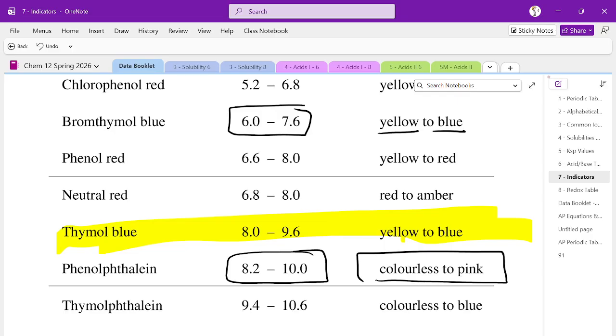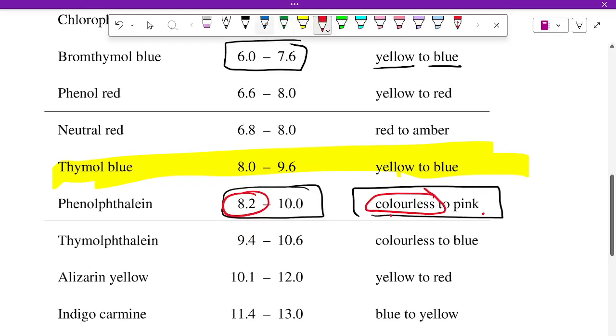And on this chart, it also tells you that it goes from colorless to pink. The colorless is what is happening below 8.2. The pink is what is happening above pH 10. And in between, you remember that light pink color we were aiming for? That's what we call the transition point, okay? And that's the in-between color, all right? So this one is a light pink color.